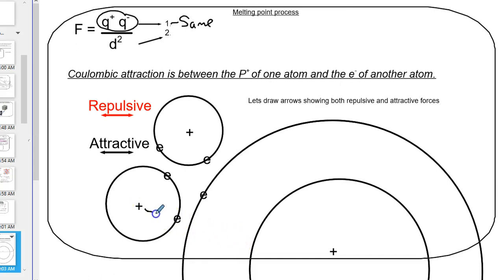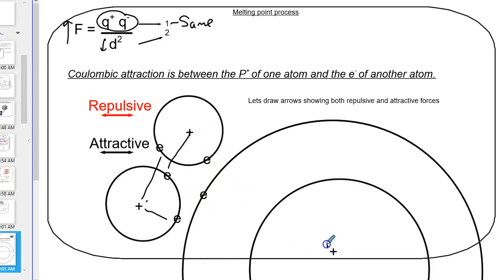Well, we have an attraction here to its own electron, but it also has attraction to other guys' electrons. I get attraction here to this guy's electrons. Okay. Remember, the closer you are, the lower the distance, the more the force ramps up. Alright, how about this guy?